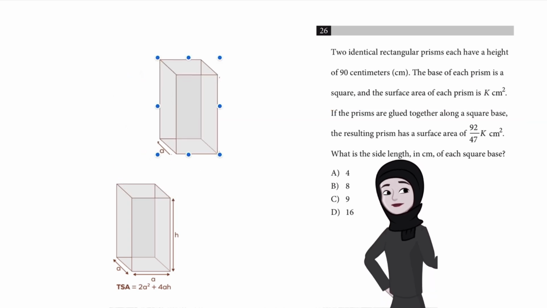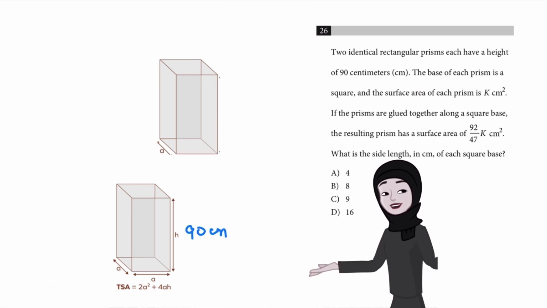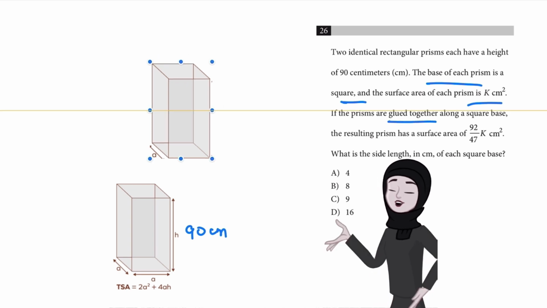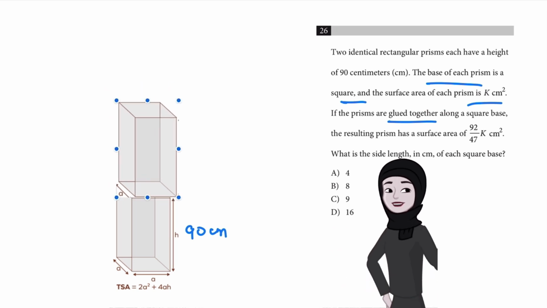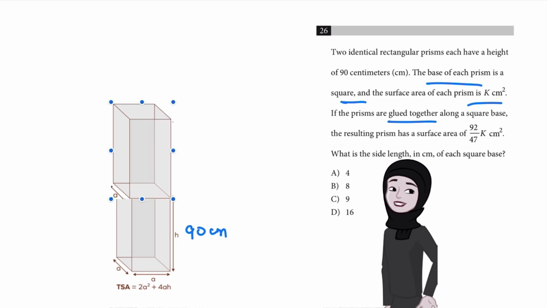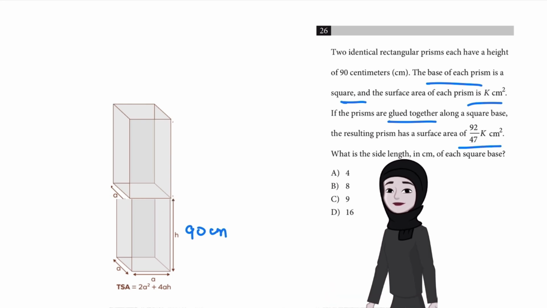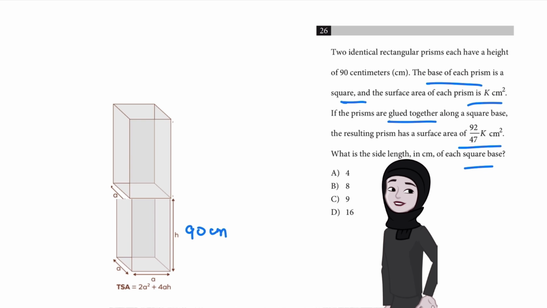Diagrams have not been given with the question, so I just pasted it. They are both identical and they say that each has a height of 90 centimeters. So if we visualize, it also says the base is a square and the surface area of each prism is this, and the prisms are glued together along the square base. So if I take this and place it on top of the other, that is something which you have to visualize. Once it is placed, they have also given the surface area of the resulting prism, 92 by 47 k. So what is the side length in centimeter of each square base?